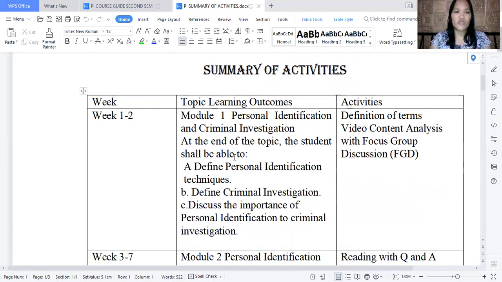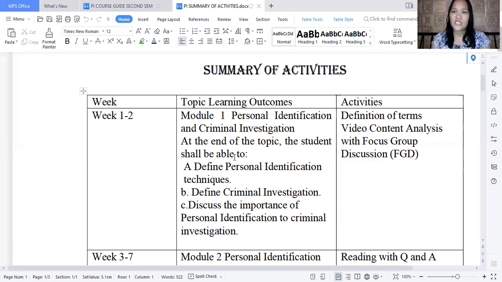Okay, for week 1 to 2, it is very important that we have to consider a preliminary, and this is part of module 1, which focuses on personal identification and criminal investigation. So it enables you to define personal identification techniques and, at the same time, the term criminal investigation. Along with this, you will be able to discuss the importance of personal identification to criminal investigation.